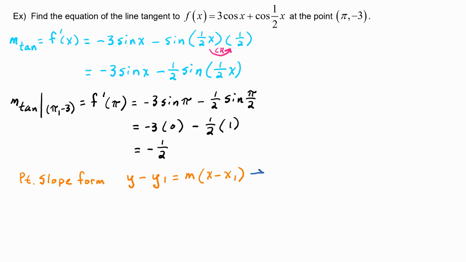Now, if we do that, we're going to have y minus, the y value is negative 3, is equal to, we have to do the slope, which is negative 1/2, times x minus the x value, which is pi. So we have y plus 3 is equal to negative 1/2 x plus pi over 2.